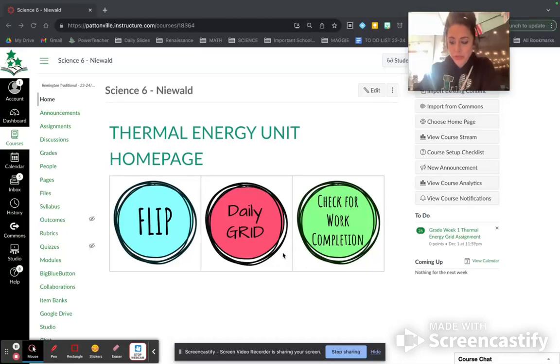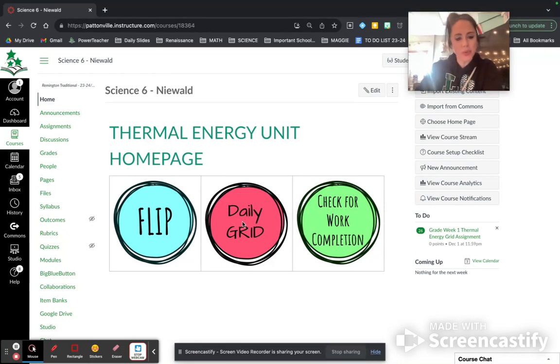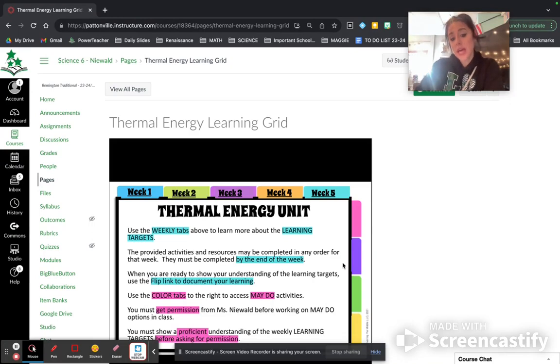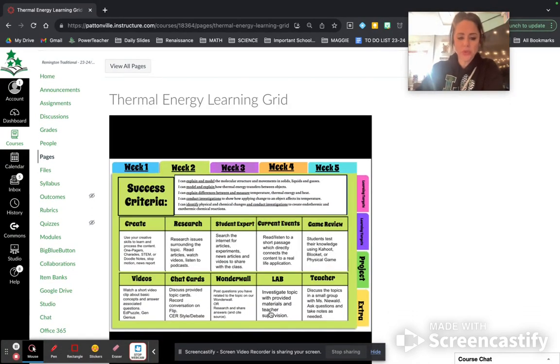I'm going to walk you through some of the lab directions, right? So in order to get to the lab and know what you are doing, you're going to open up your daily grid on Canvas and go to the lab button, right? We're on week 2. We're in the green section.